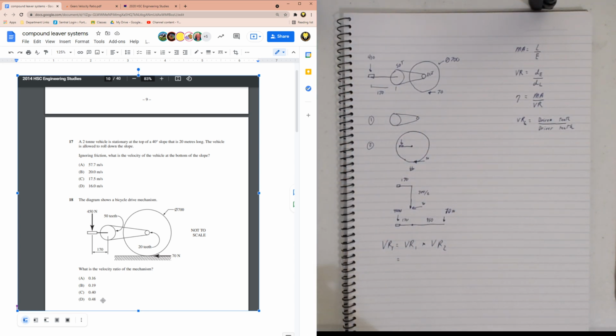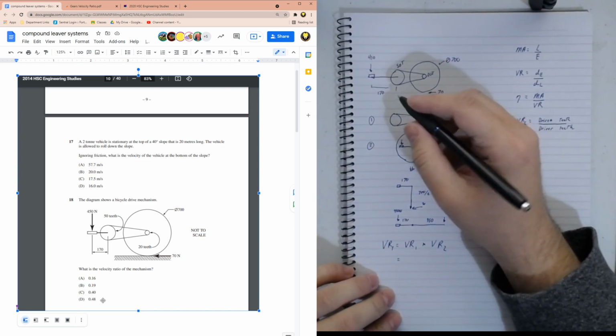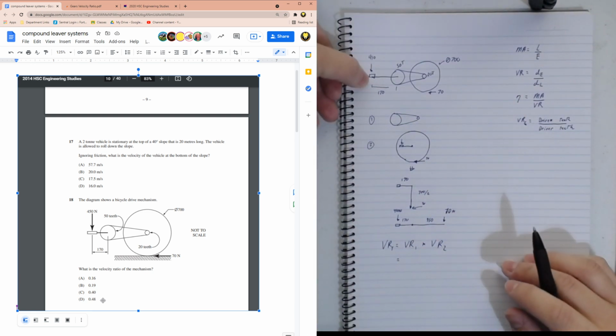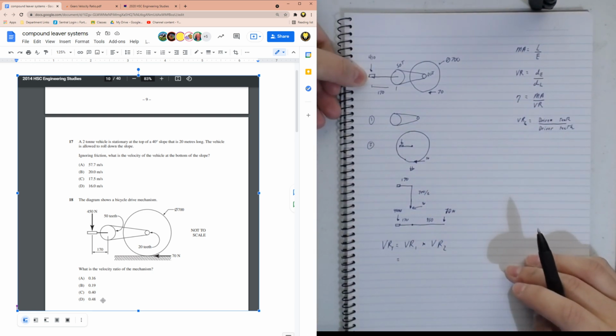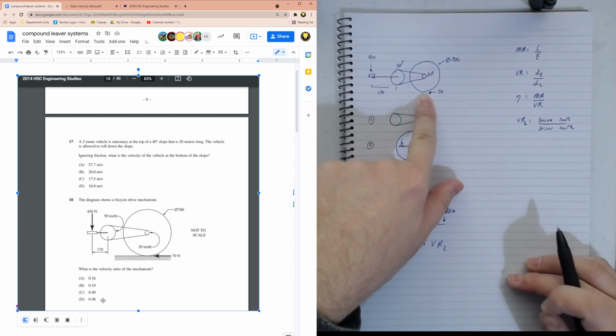If we find the velocity ratio of the first machine, we have to define which is the driver and which is the driven gear. How we do that is we look at our system from the very start, which is where you're putting your feet on the pedal, and it ends at where the wheel is touching the ground.